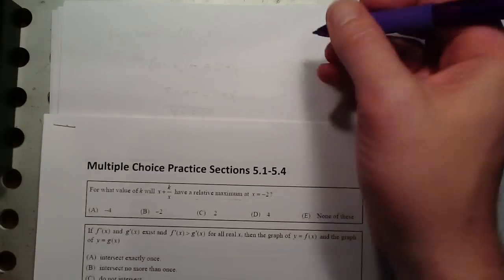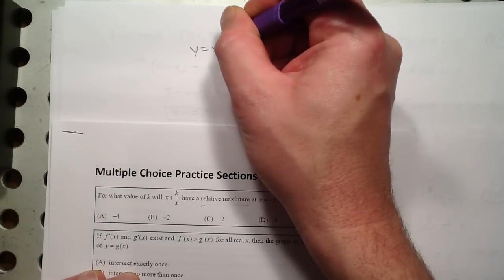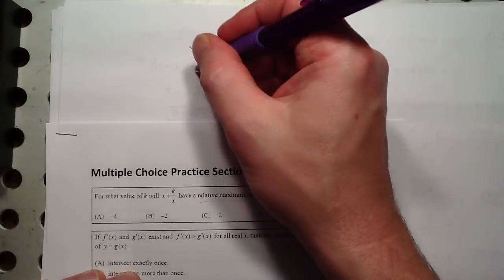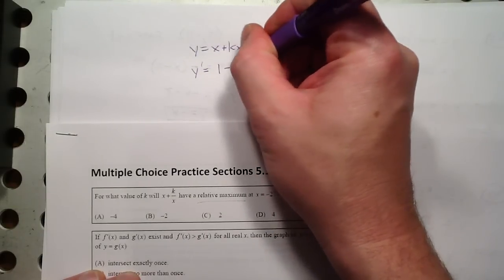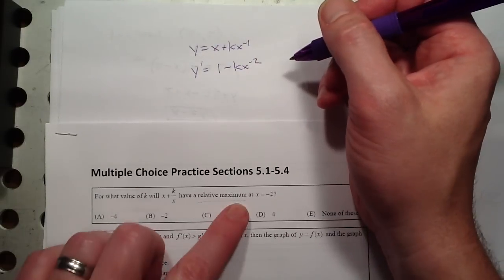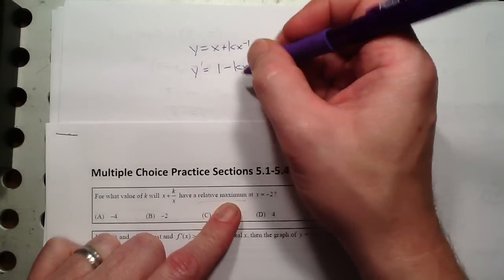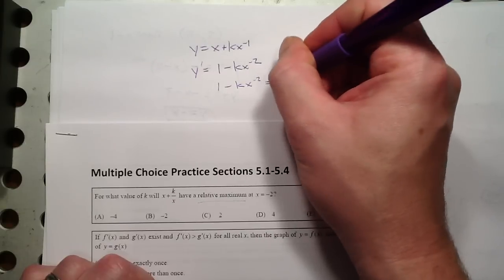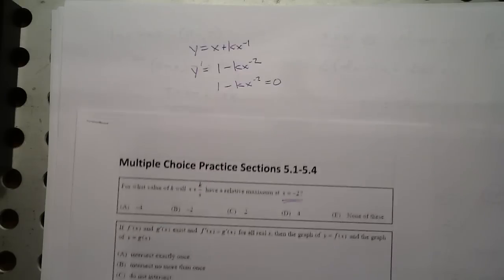So let's make a little room for ourselves here. Let's just call that y equals x plus kx to the -1. The derivative of that would be 1 minus kx to the -2. And I want it to have a maximum, a horizontal tangent line, right? So in other words, where that's equal to 0. So 1 minus kx to the -2 equals 0. And they're telling us that we want it to happen at x equals -2.